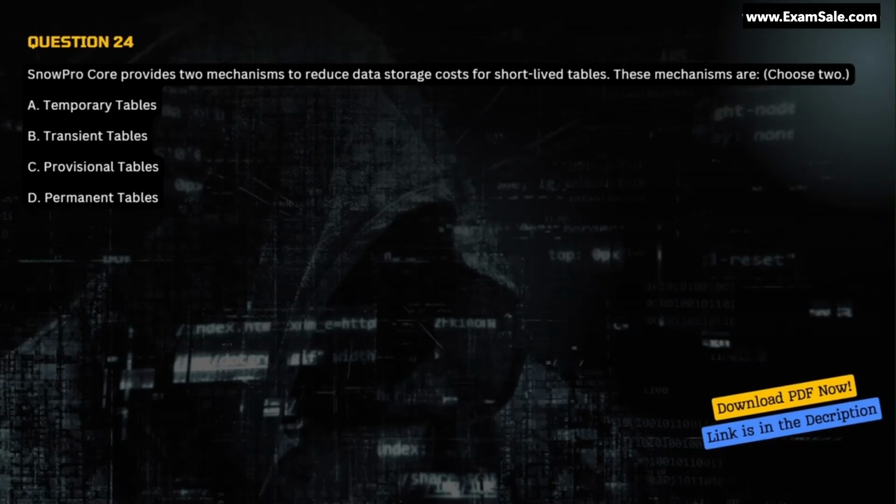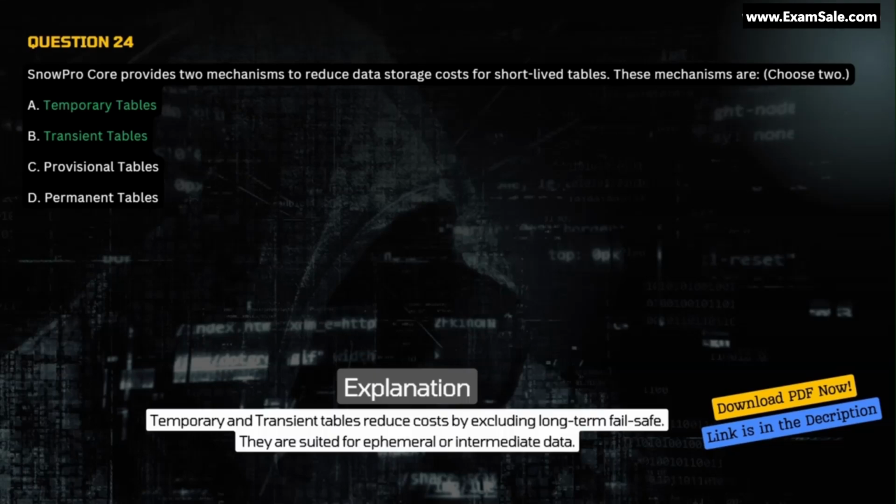Question 24. Snowflake provides two mechanisms to reduce data storage costs for short-lived tables. These mechanisms are: choose two. A. Temporary tables. B. Transient tables. C. Provisional tables. D. Permanent tables. Correct answer A and B. Temporary tables. Transient tables. Explanation. Temporary and transient tables reduce costs by excluding long-term fail-safe. They are suited for ephemeral or intermediate data.